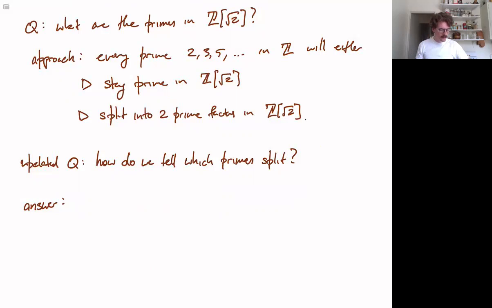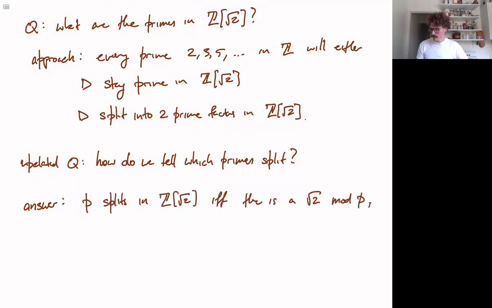The answer is, P a prime splits in Z adjoin root 2 exactly when there is a root 2 mod P. So let me put that in quotes, but what I mean is 2 is a square mod P.